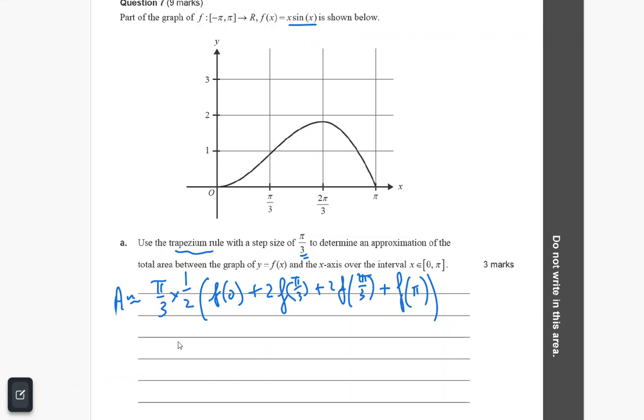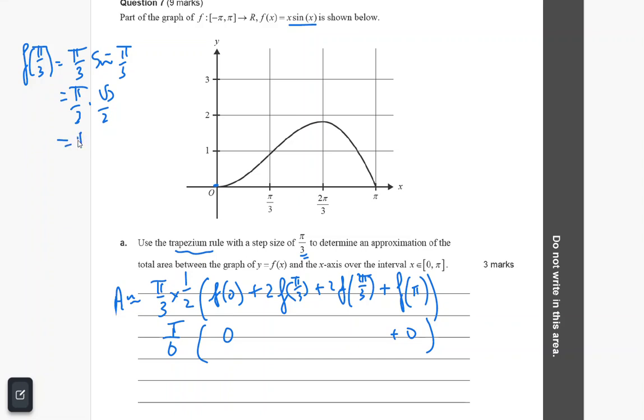And I know that that will be pi on 6. That will be 0 because the y value there is 0. And that will be 0 because the y value there is 0. F of pi on 3 is equal to pi on 3 times the sine of pi on 3. And that is pi on 3 times root 3 on 2, which gives me root 3 pi on 6. And I want 2 of them. Root 3 pi on 6 plus 2 lots of.